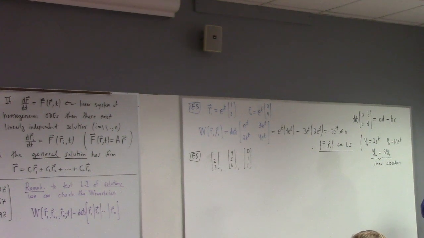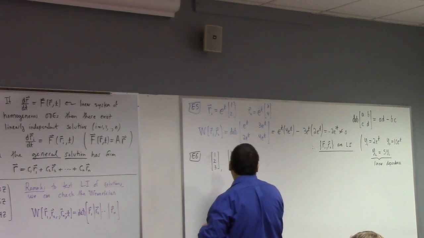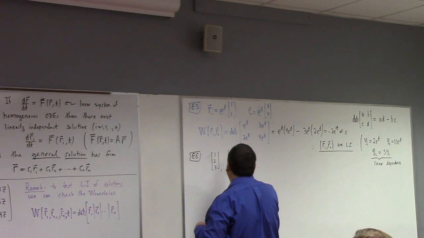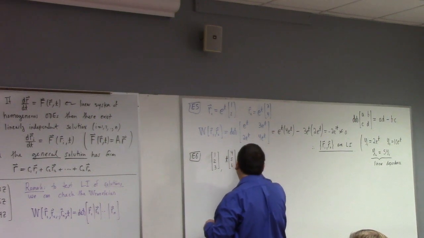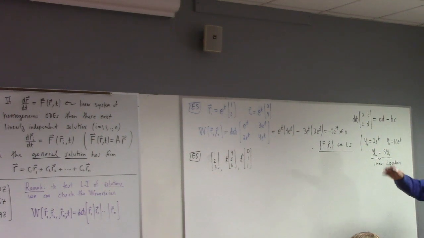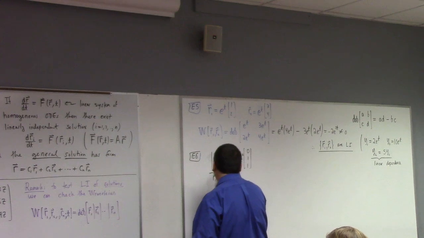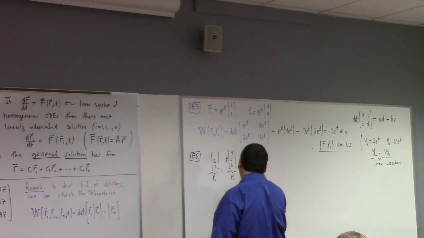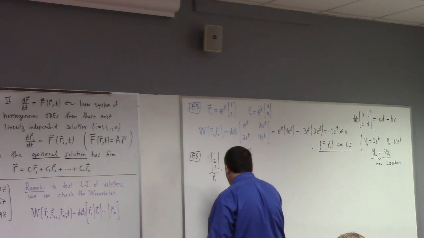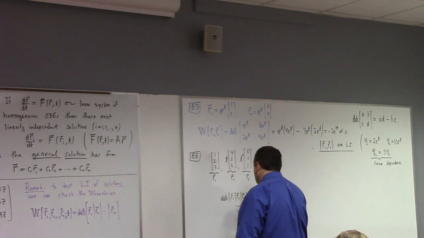Okay? So I could do that. Let me put a t on this one and a t squared to make it more relevant. All right, so I'm going to check linear independence of these three functions. I wanted to illustrate the 3 by 3 determinant here. So I'm going to call these R1, R2, R3. The determinant of R1, R2, R3 would be the Wronskian of these three.